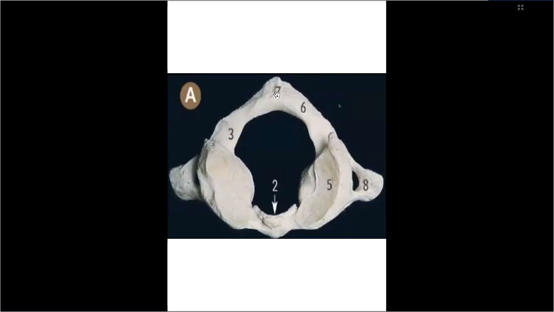What is structure number 7 here? 7 is the posterior arch tubercle. Okay? Arch is 6, correct. Now tell me, what is structure number 3 and what passes through this area? This is a groove for the vertebral artery.